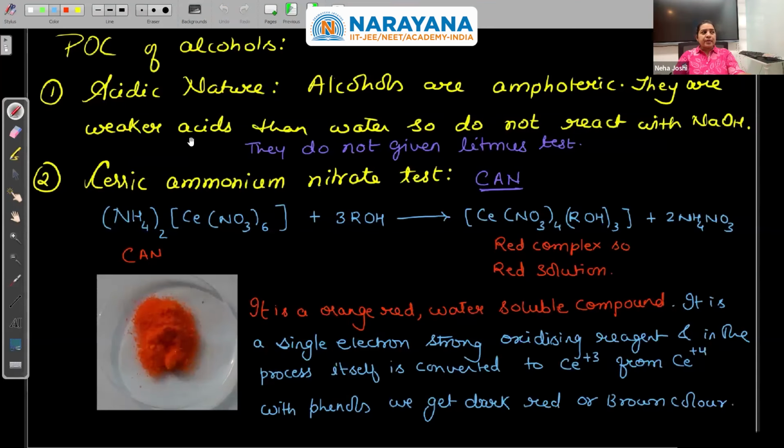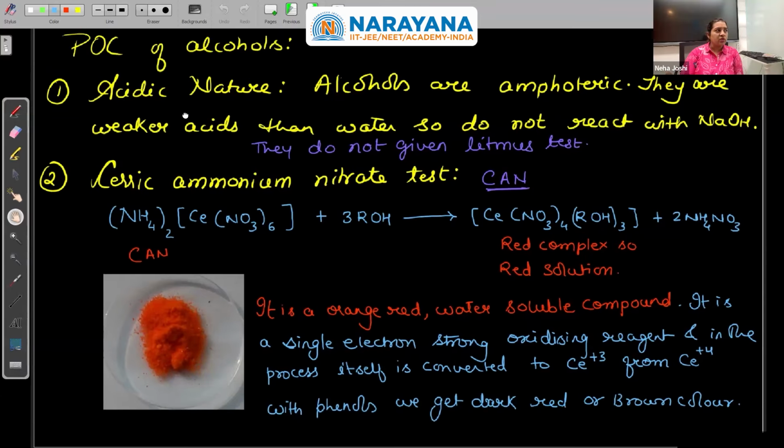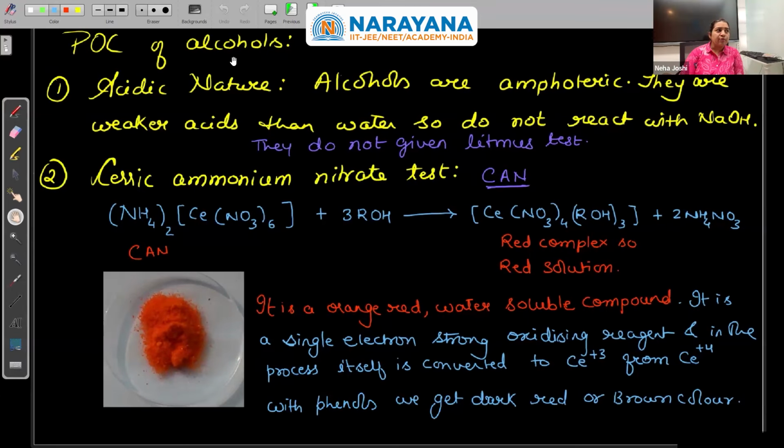And then we have POC of alcohols. Very, very important. Practical organic chemistry of alcohols. You should always read along with the NCERT lab manual. I will refer to the lab manual today. If you don't have it, don't worry. I will share the screen. POC of alcohols. First, of course, acidic nature, but they are not acidic enough to give the litmus test. If we think that they will give the litmus test, the answer is no. They will not give the litmus test.